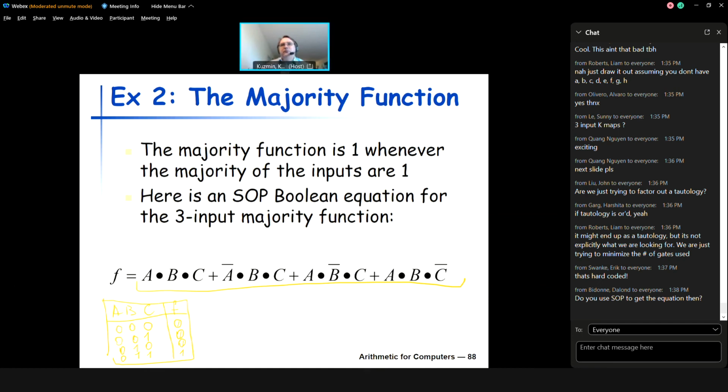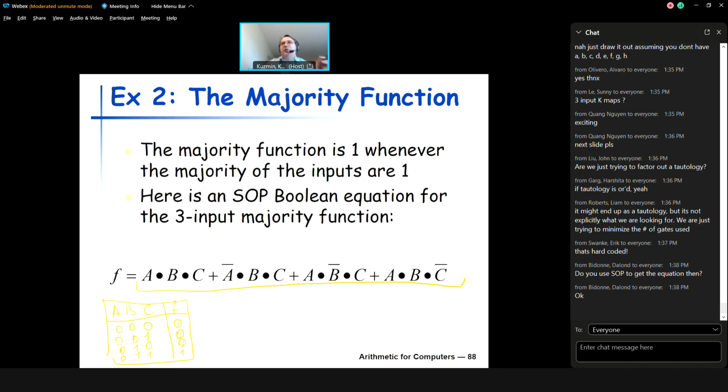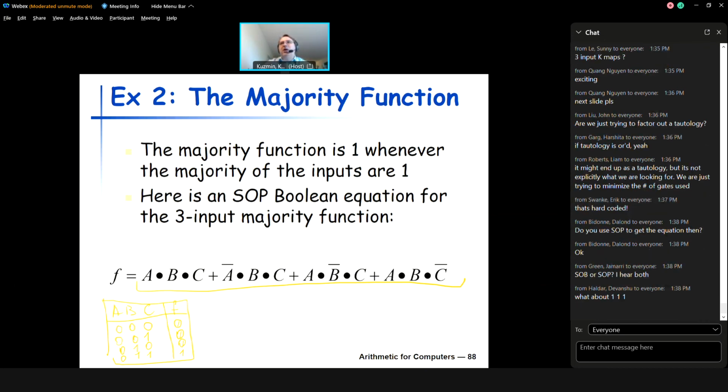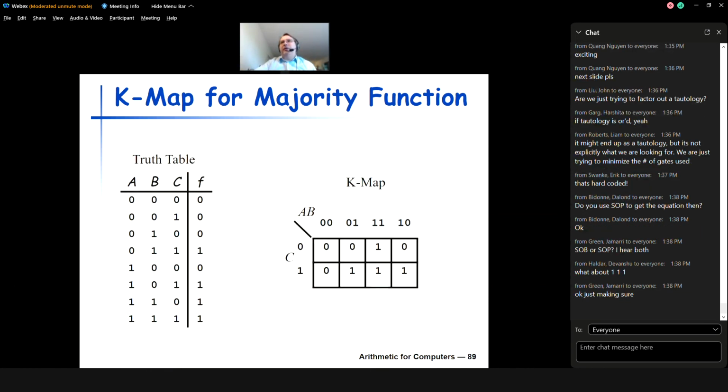Okay, and this is an SOP, right? Because it's a sum of products. So you use exactly the procedure that we covered a few minutes ago, or 20 minutes ago. Okay, and you get this formula, SOP, sum of products. All right, and you need to build the K-map for this. All right, so how do you build the K-map? There is a very intuitive procedure.